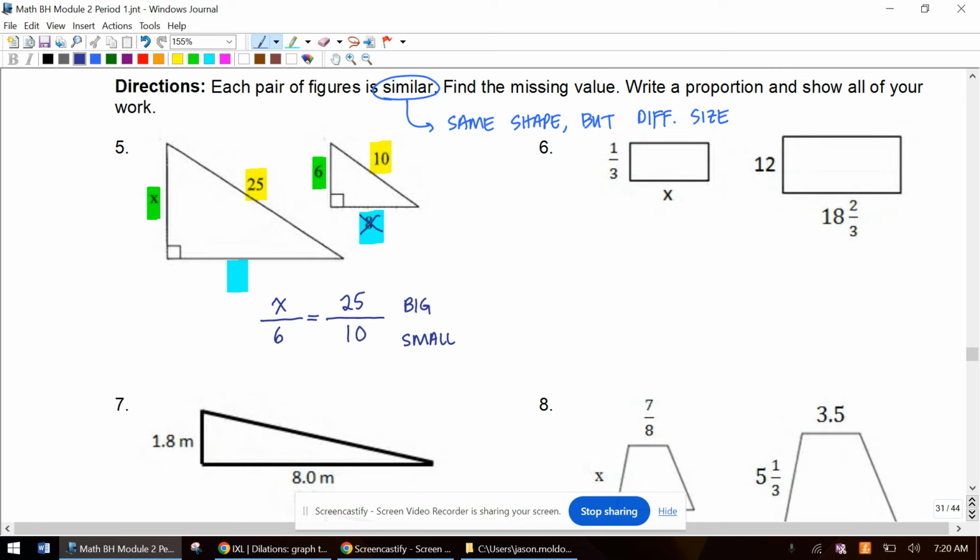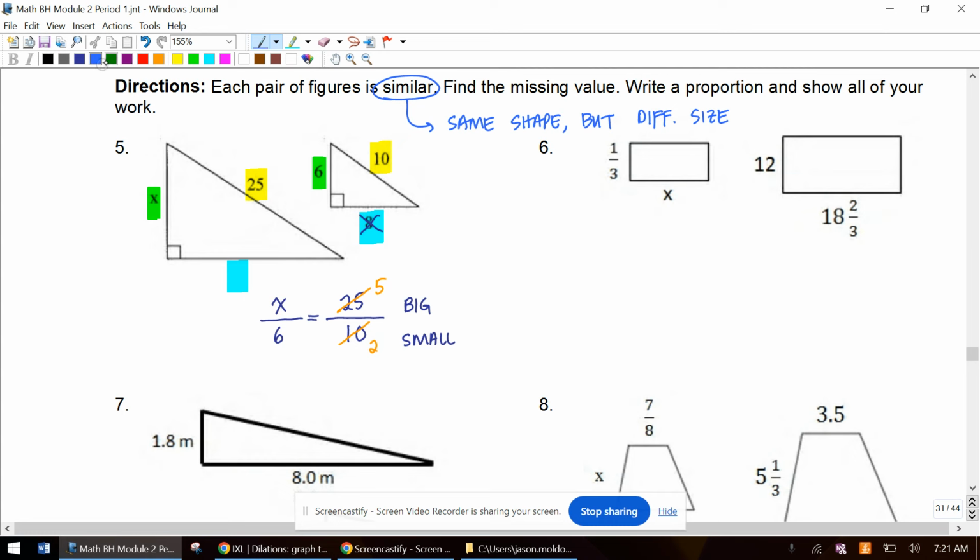There are other proportions that work, but the key way to know that your proportion is the same as your neighbor's or mine is when you cross multiply, you should have 6 times 25 and 10 times X. If you don't have that, then you have an incorrect proportion. Before I cross multiply, I also noticed that this fraction on the right could be simplified like so. And so that means that the ratio of big to small is a 5-to-2 ratio, where the big one is 2.5 times bigger than the small one.